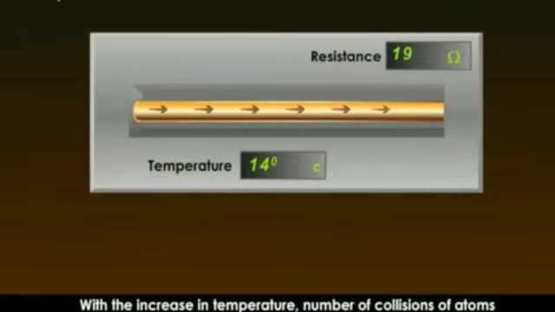Now, what is the relationship between resistance and temperature? With the increase in temperature, the number of collisions of atoms increases and hence resistance increases. So, resistance depends on temperature.